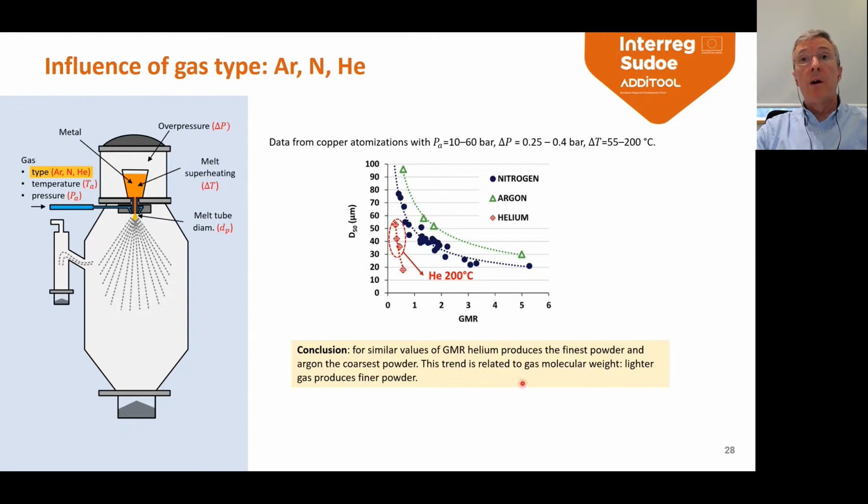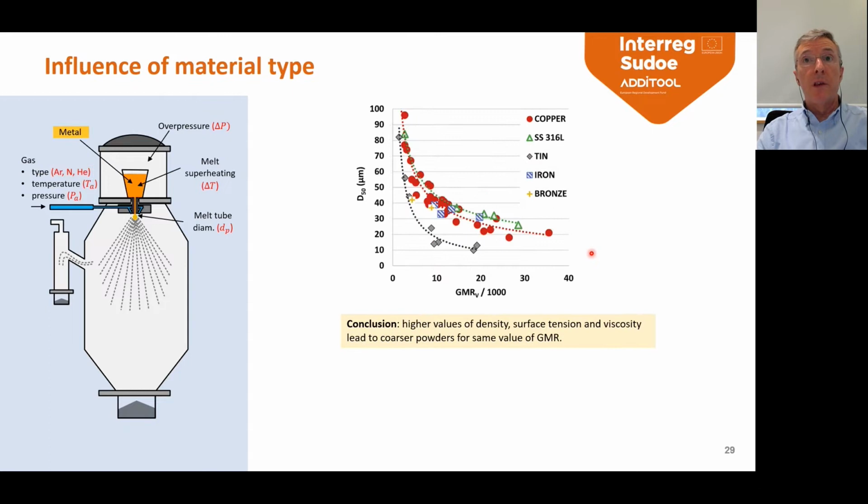Lighter gas produces finer powder, and the reason for this is that lighter gases produce higher velocities at the exit of the nozzle, and therefore have a higher capacity to transfer momentum, and therefore to create surface energy. Finally, the influence of material type.